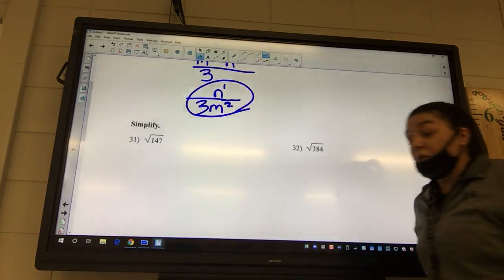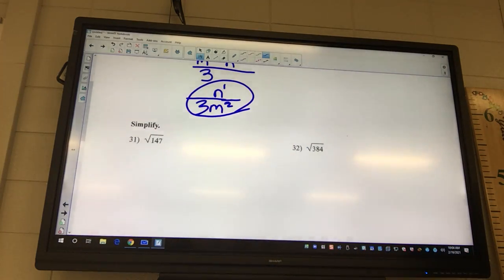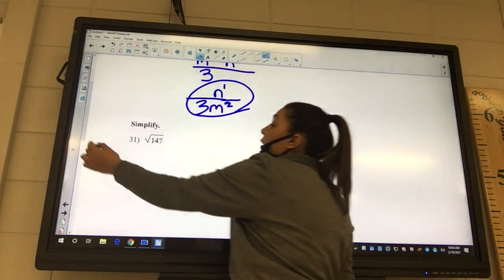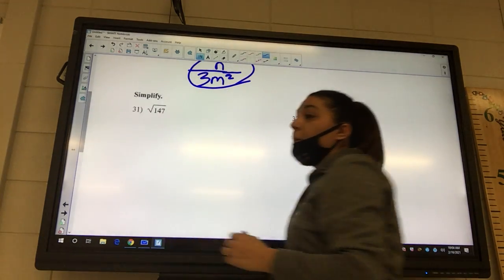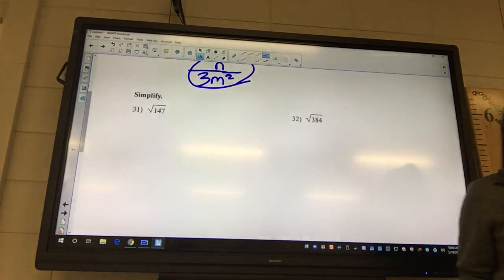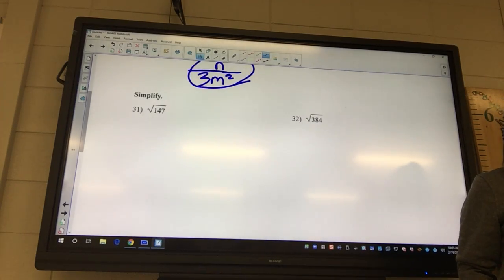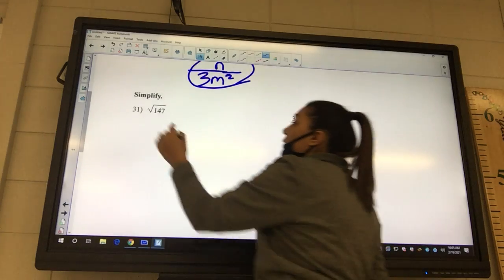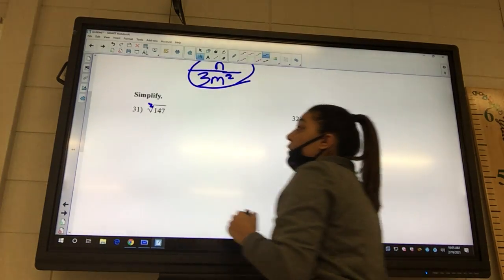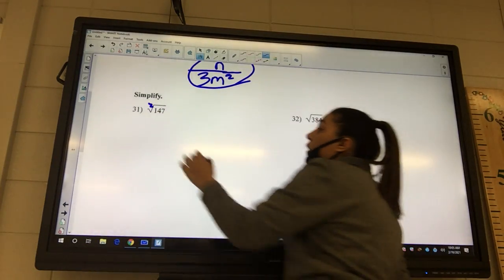Okay, there's only 2 sections left. Okay, simplifying radicals. For this one, we draw the trees, remember, and we do our grouping. What's our group number? 2. Why is it a 2? If there's no number on the outside right here, it's always a 2. So our group number is going to be 2.